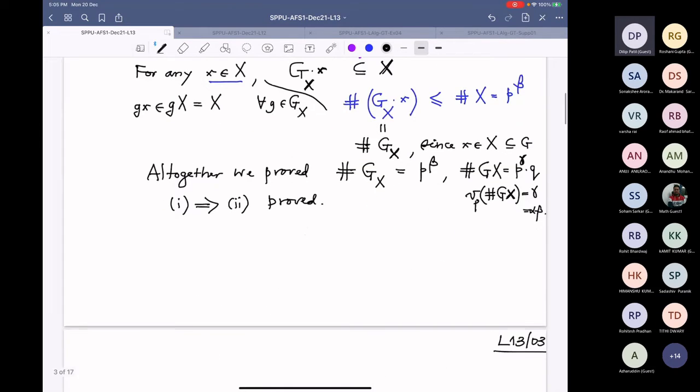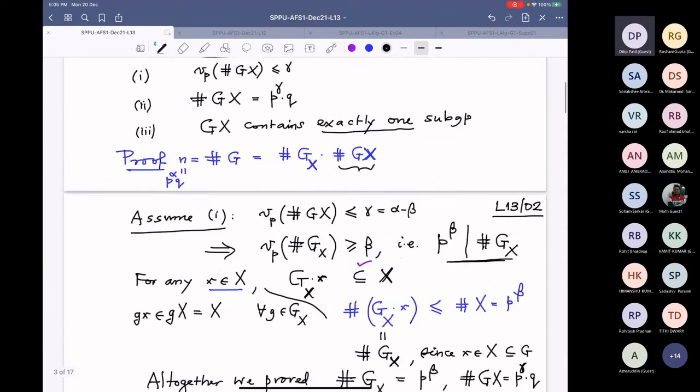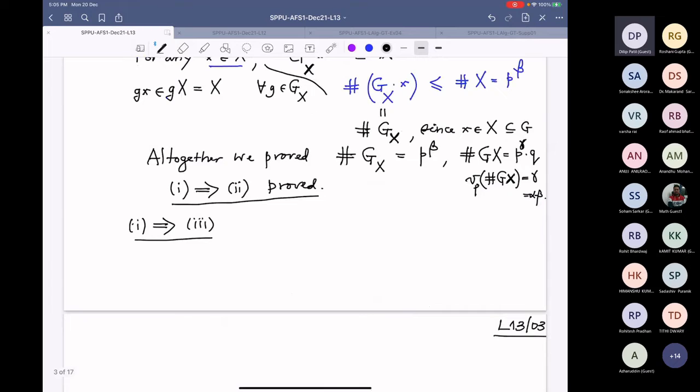So now I am heading to prove 1 implies 3. So what is given now? Or 2 implies 3, let me prove. 1 implies 2 I have proved. I will prove 2 implies 3 and then we will worry about 3 implies 1. And that will finish the proof of the lemma.